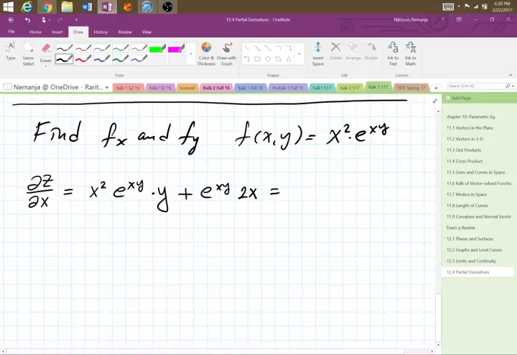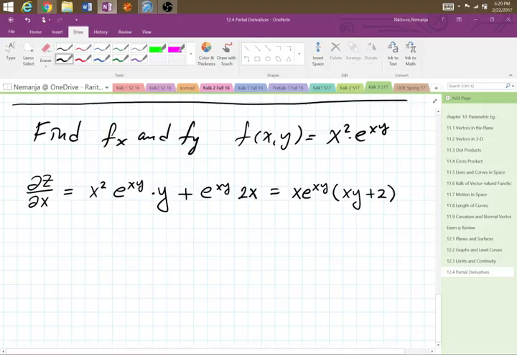And now we make it pretty. We can factor out x e to the xy, and then what's left is xy plus 2. Eventually, we will be setting this to 0 and doing cool things.